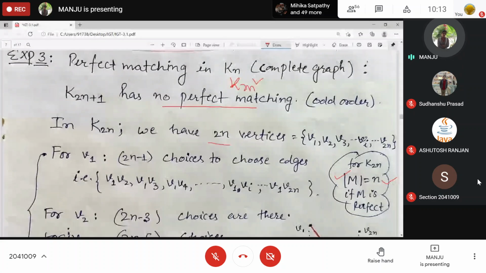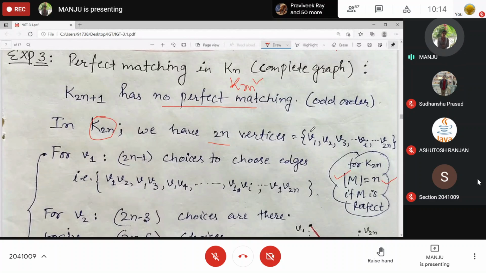So v1 can be connected to any vertex. You can choose any edge. Here, every two vertices are adjacent because it is the complete graph. Clear? So you are free to choose any edge. If you choose v1, v2, then these are fixed. Then you can choose v3 to any other vertex, right? Which means a common vertex will not be there for a perfect matching. Clear?